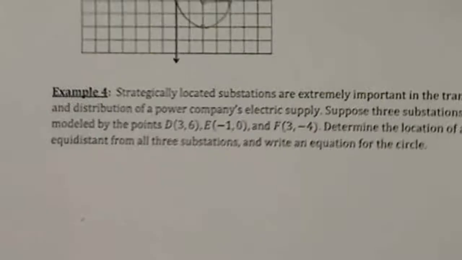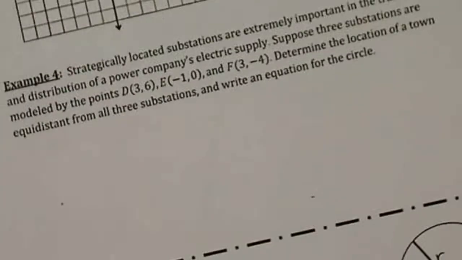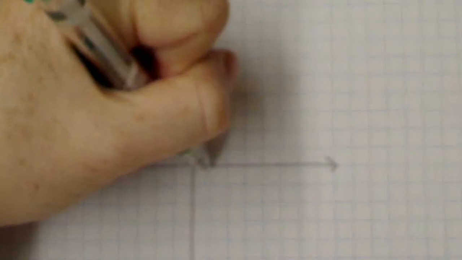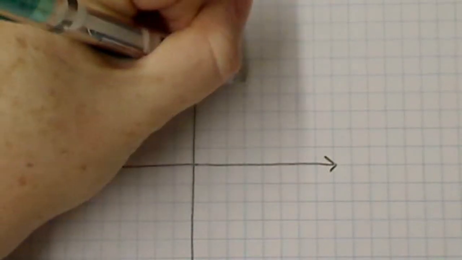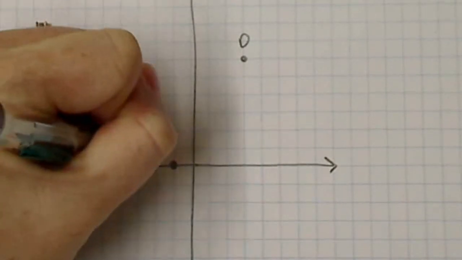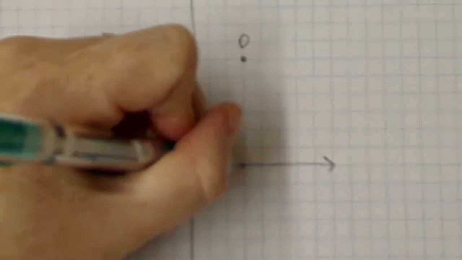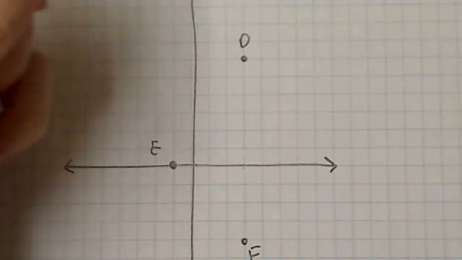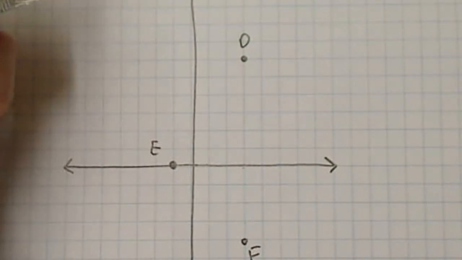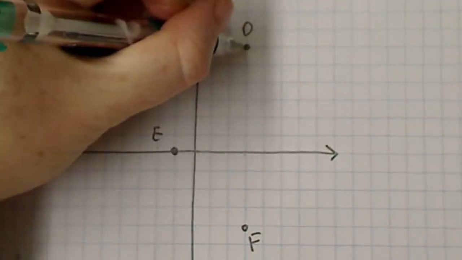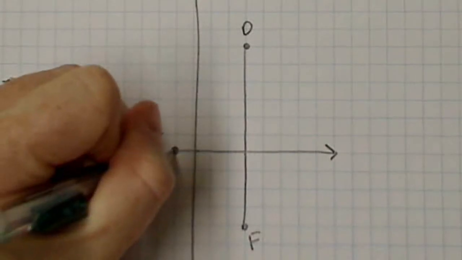All right, example 4. You are going to need graph paper for this. So I'm going to switch over here to the graph. And you need to plot your points. So let's plot D, which is (3, 6). E is (-1, 0). And F is (3, -4). I want to find a town that is equidistant, or equal in distance, from these 3. So here's DF and here's DE.